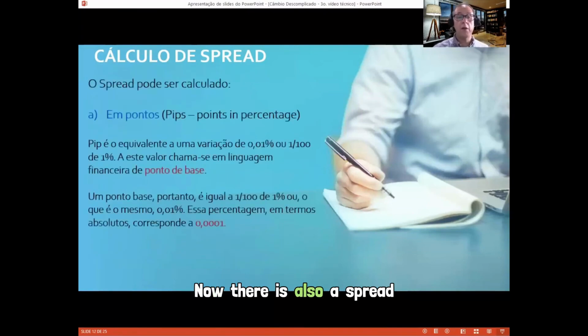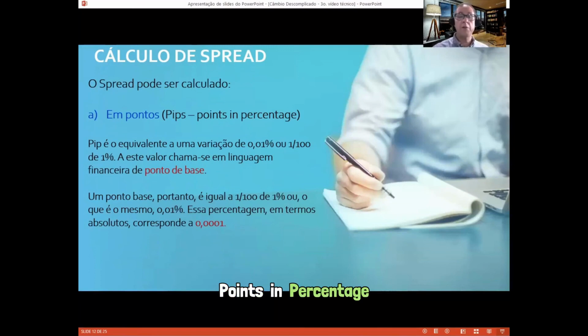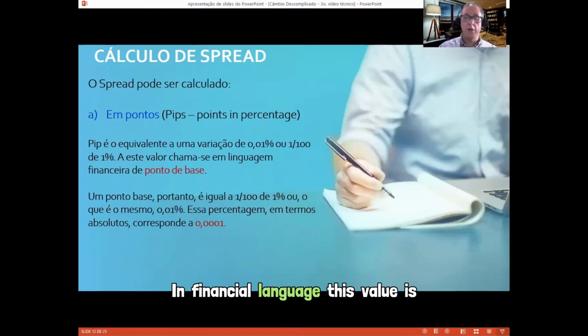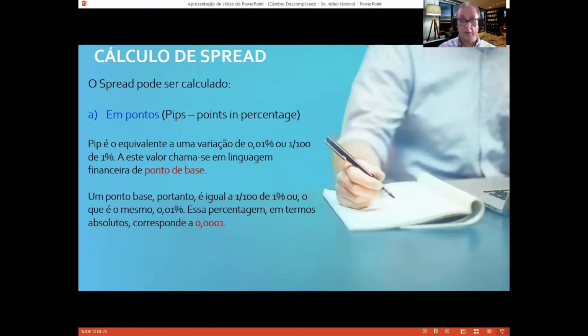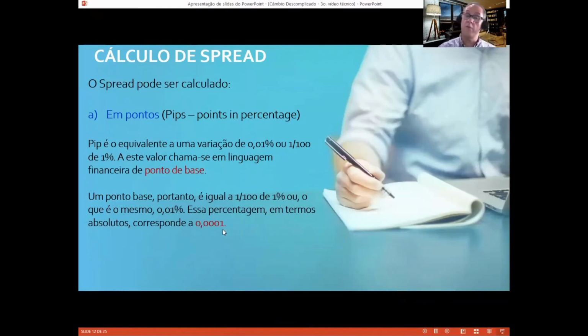Now, there is also a spread that can be calculated in points, which we call pips, points in percentage. A pip is equivalent to a variation of 0.01%, or 1/100th of 1%. In financial language, this value is called a basis point. A basis point, therefore, is equal to 1/100th of 1%, or in other words, 0.01%. This percentage in absolute terms corresponds to 1/10,000th.